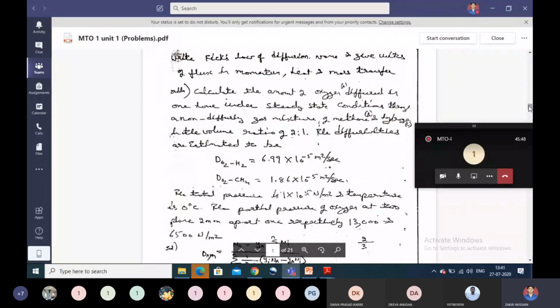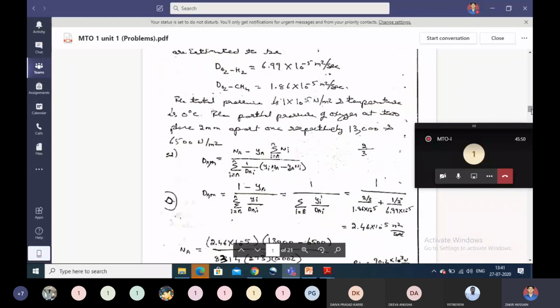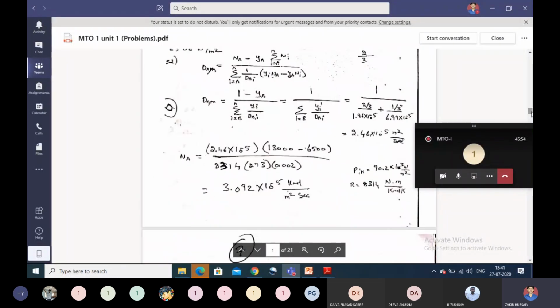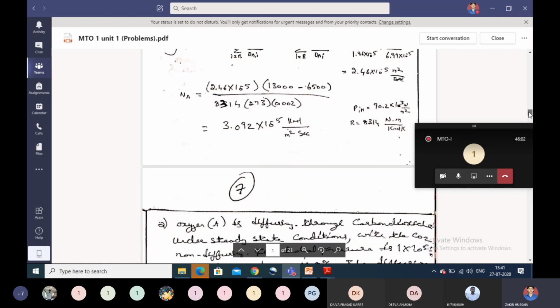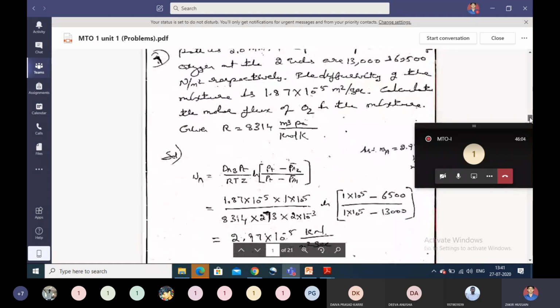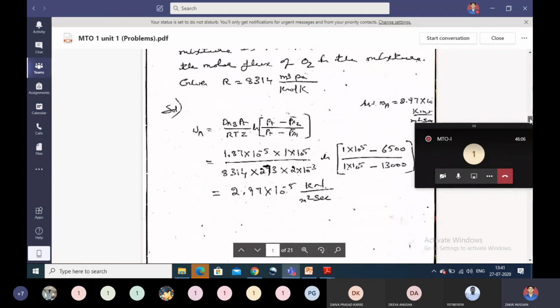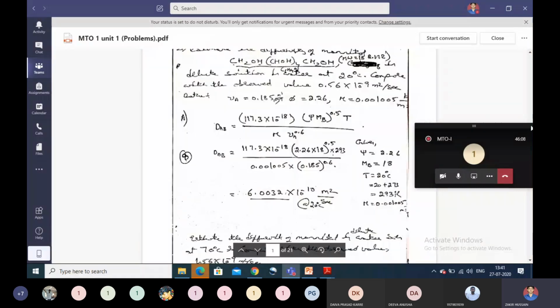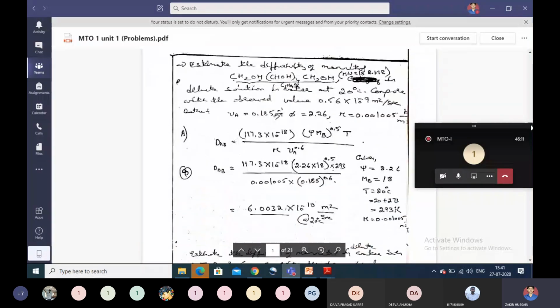And this is one problem that depends on your NA formulas, whatever the case: A through non-diffusing B, or equimolar counter diffusion, for gases or liquids, it will be applicable. I suggest you just go through this handout and try to solve some of the problems. If you don't understand, just ask me. Otherwise, one or two problems I will say. Every problem I don't want to complete. I don't want to waste the classes on the problems itself.